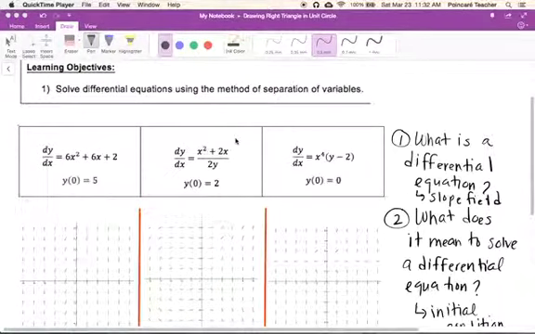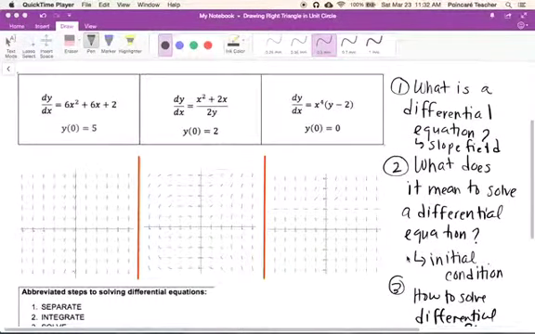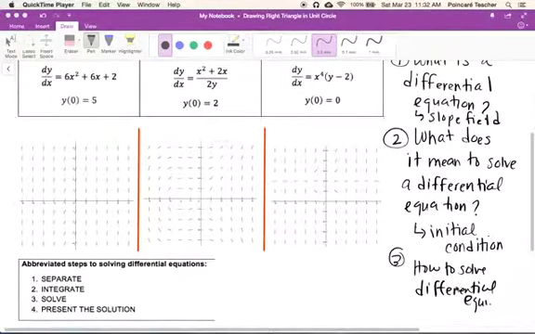The objective of this lesson is to solve differential equations using the method of separation of variables. To outline how I want to go about this, I'm first going to explain what a differential equation is and review slope fields. Two, explain what it means to solve a differential equation, and then thirdly, how to solve a differential equation.